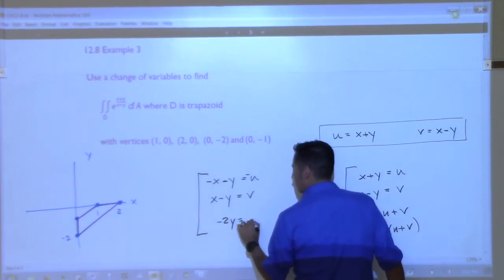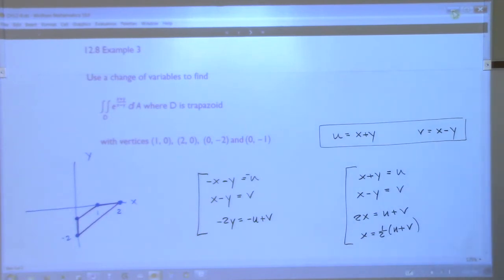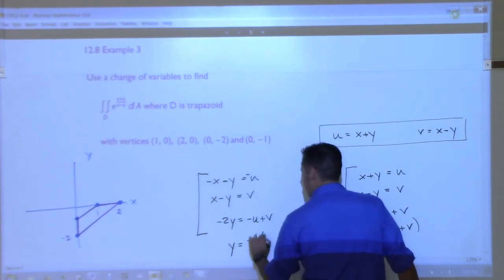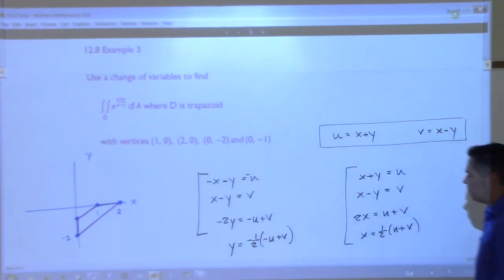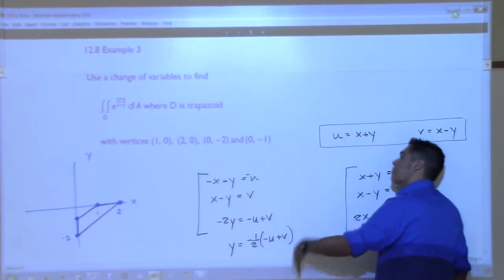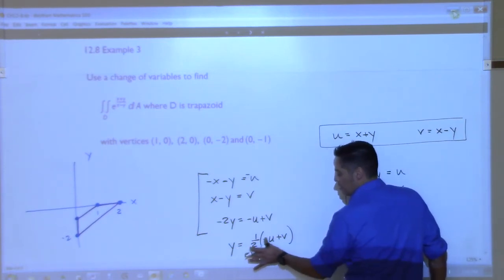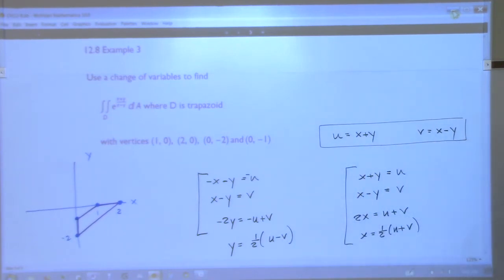-2y equals -u plus v. And then divide both sides by -2. So y equals -1/2, that's dividing by -2, then -u plus v. Just to simplify it, you could distribute just the negative. Yeah, I was going to do that actually, but I decided not to. I was going to do it on the next step. So everyone okay with that part? And then the negative goes through. There we go. So there they are.